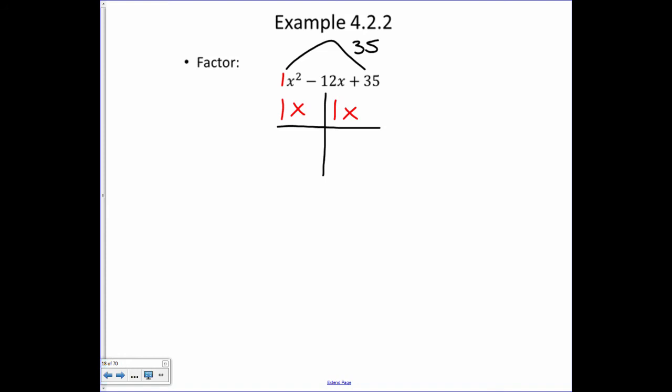Now we need two numbers that multiply to give you 35 and add to give you negative 12. Well, negative 7 and negative 5 will both multiply to give you positive 35, and if you add them together, you get negative 12. And so our factored form is x minus 7 and x minus 5.